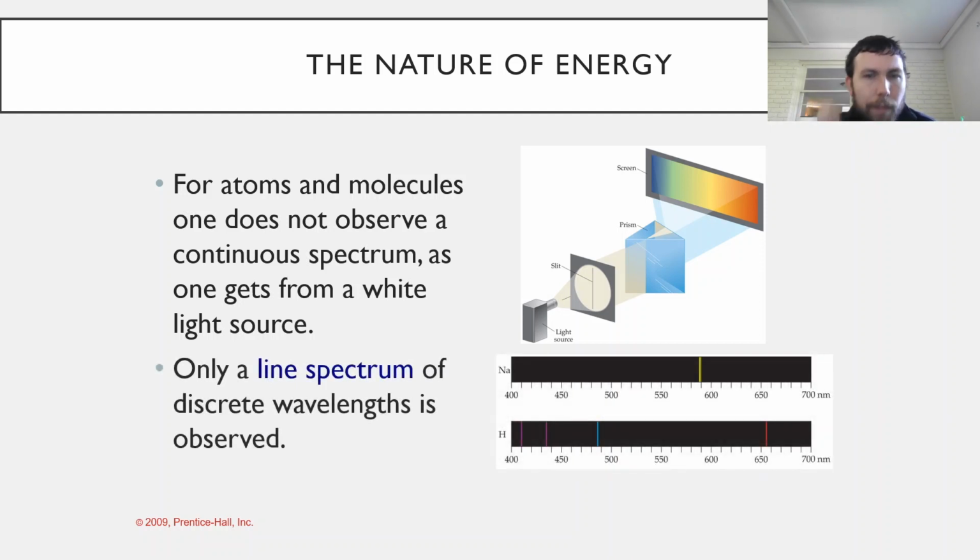Right? And so that's what your elements, so for example, like they show you sodium and hydrogen there, a line spectrum shows you only discrete wavelengths that are observed. So like for sodium, you've got those lines that look like yellow lines at 590? And then with hydrogen, you've got some lines that are at 410, 435, 487, and then like 655, something like that. So you've got these specific wavelengths that are being observed.